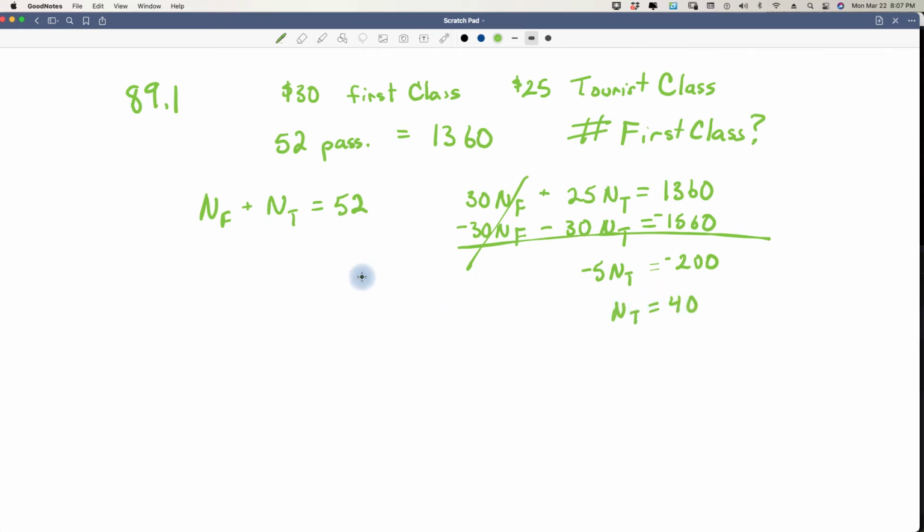Now we can easily sub this in to get our answer for the number of first class. And if we subtract 40 from both sides, we know that the number of first class tickets was 12.